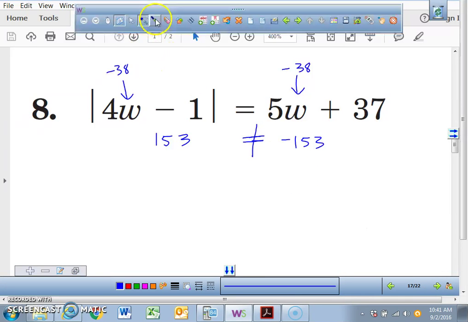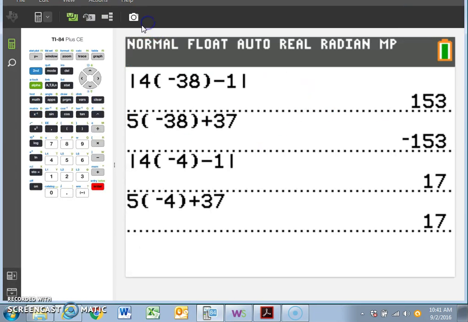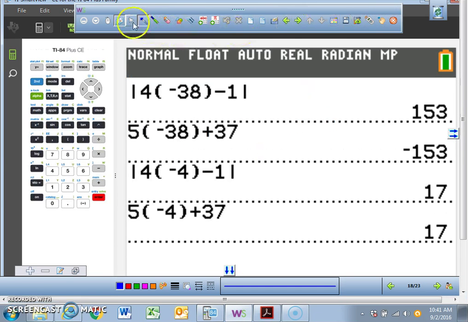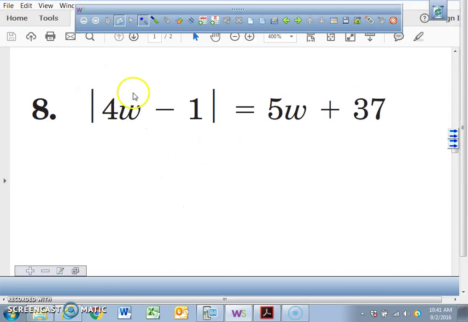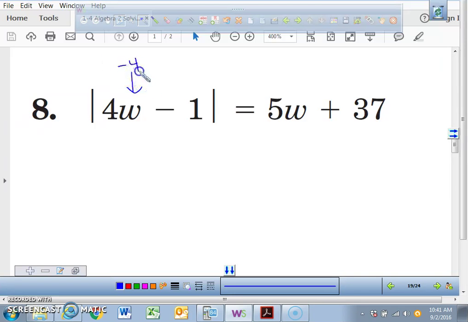Here's what we did. This time, what did we plug in here? We plugged in a negative 4 right there. We plugged in a negative 4 right there. And what did we get? We got this to be 17 and this equals 17. And because you checked both sides when you plugged it in and it worked, that means that solution is the only solution that works. Okay?